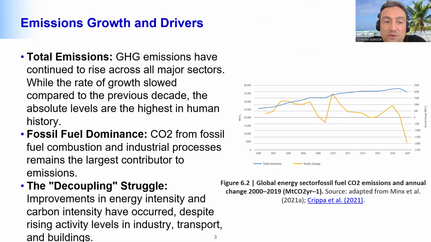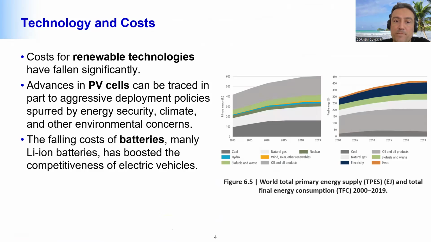There's a struggle for decoupling of emissions from the economy. Although there are improvements in energy intensity and carbon intensity, there is a structural shift to industry, transport, and buildings, which are harder to decarbonize. Also, there has been a significant improvement in technology and costs. The costs for renewable technologies have fallen significantly.